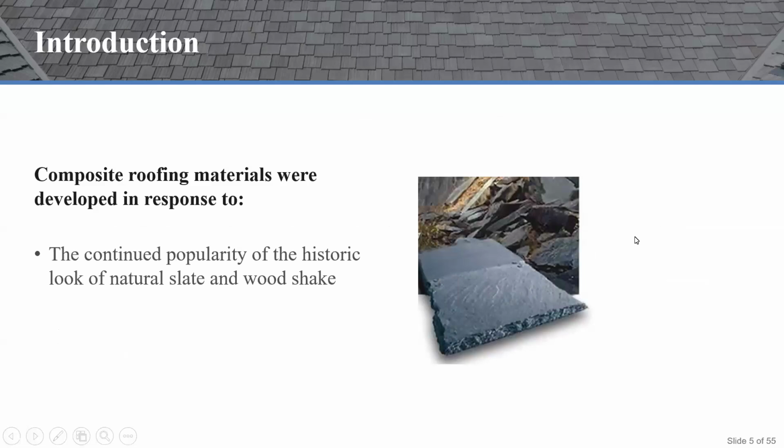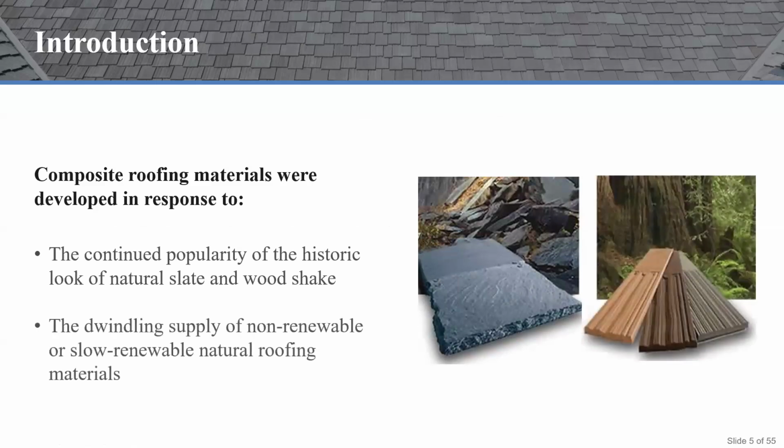As we get started here, composite roofing was really developed in response to the popularity of the historic look of natural slate and wood shake products, and really the dwindling supply of non-renewable or slowly renewable natural roofing materials. It gets harder and harder to source products like cedar roofing, harder and harder to source products like natural slate. And we think there's some real advantages to the composite systems versus some of these alternative products, if you will.